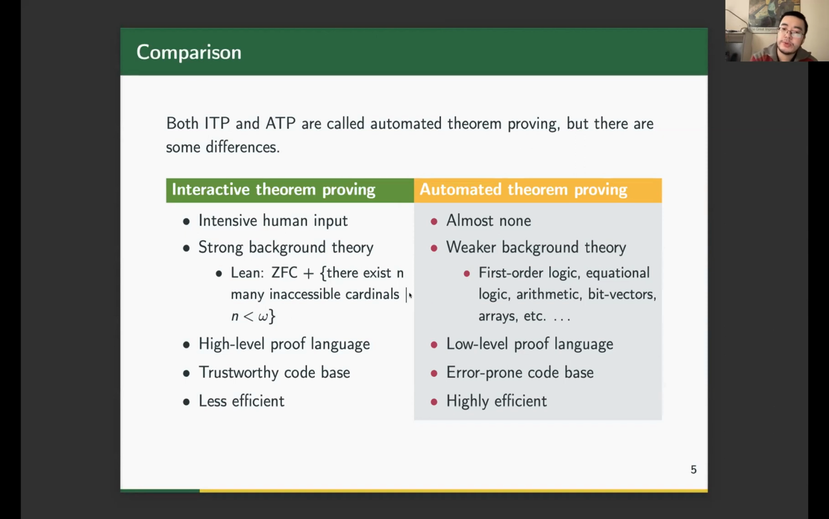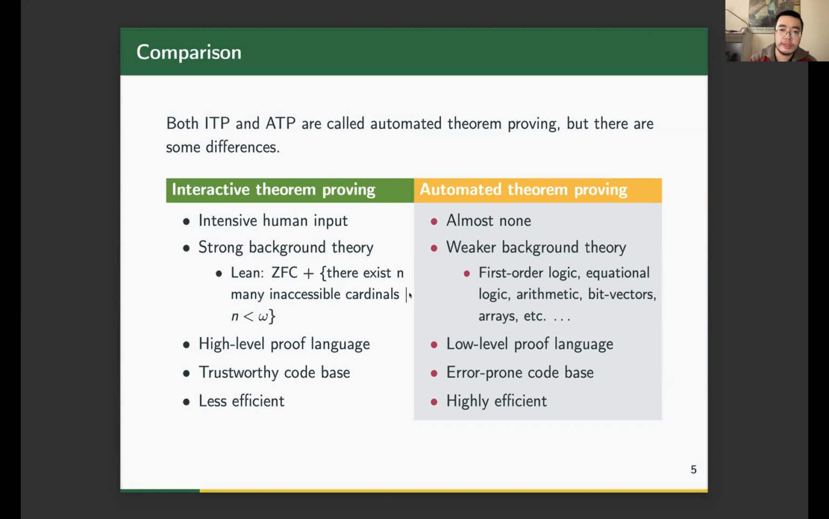So the fourth point is that we have a trustworthy code base in interactive theorem proving, and on the automated theorem proving side, the code base is relatively error prone. This is because, as we said, interactive theorem proving ultimately boils down to type checking, right? So you only need a very small type checker for your system to work. But for automated theorem proving, the code base is really large because they have to be efficient. There's a bunch of optimizations that you can implement for your theorem proving, and those usually include legacy code or whatever, and they're really error prone.